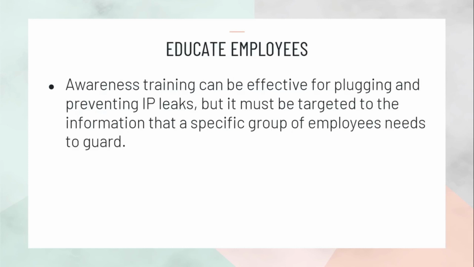Educate employees. Awareness training can be effective for plugging and preventing IP leaks, but it must be targeted to the information that a specific group of employees needs to guard. Talk in specific terms about something that engineers or scientists have invested a lot of time in, and they will pay attention. Humans are often the weakest link in the defense chain. This is why an IP protection effort that counts on firewalls and copyrights but ignores employee awareness and training is doomed to fail.